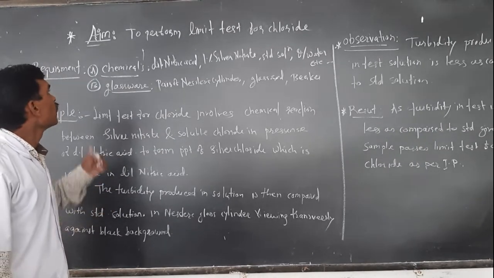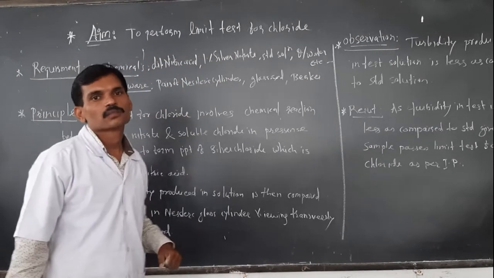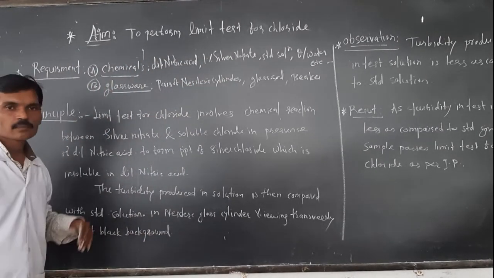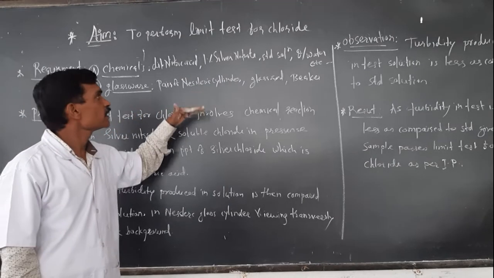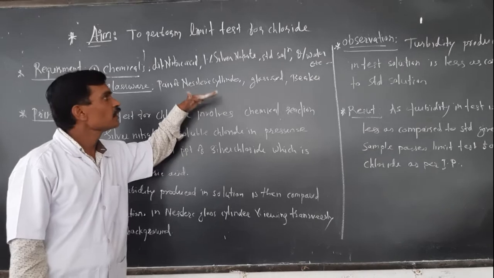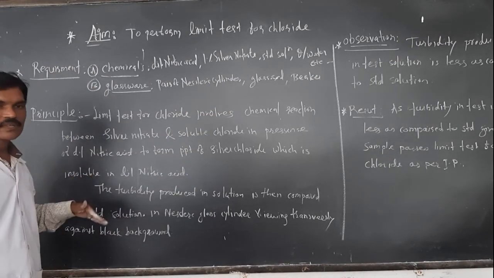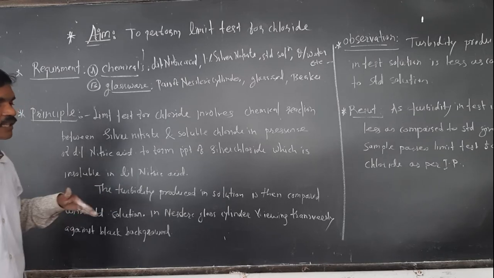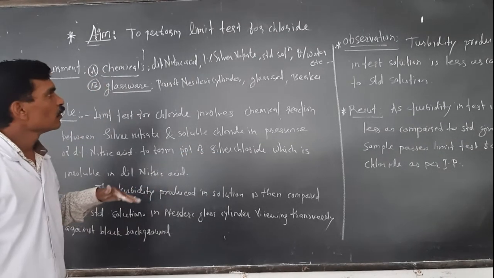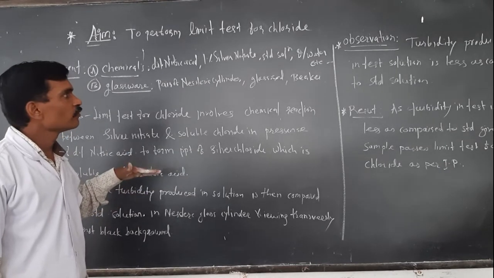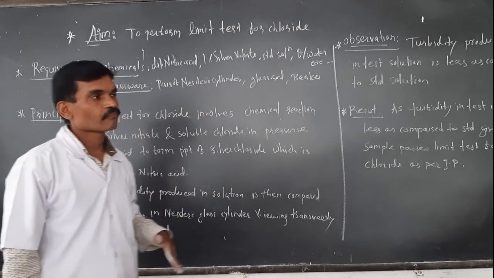For this, the aim of today's practical, we write down, is to perform the limit test for chloride. There are some requirements. Chemicals: we require dilute nitric acid, silver nitrate solution 1%, standard solution, distilled water, etc. Glassware: we require a pair of Nessler cylinders, glass rod, beaker, measuring cylinder, etc. We have to remember that whenever we perform the limit test, we have to use only distilled water.